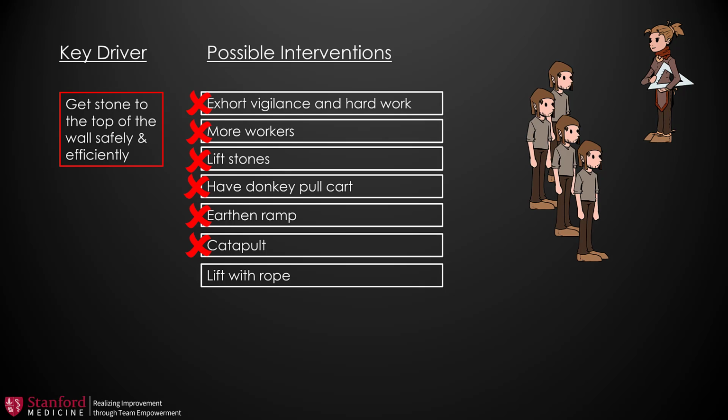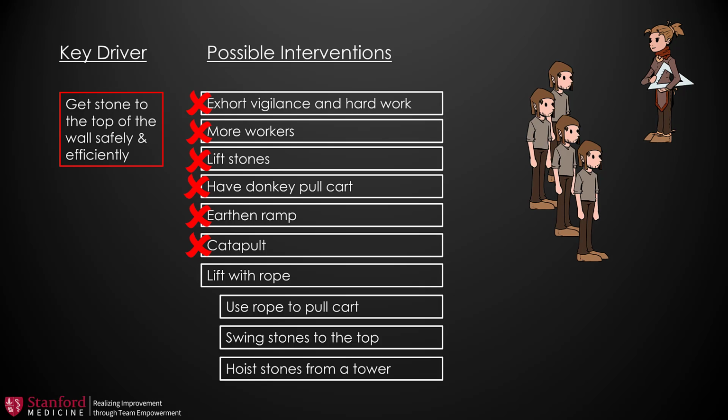So you gather your team together again to brainstorm how you might better use the rope to bring up the stones. You come up with another list that includes 3 more ideas of how you might use the rope. You could use the rope to pull the cart, swing the stones up to the top of the wall, or hoist the stones from a tower.